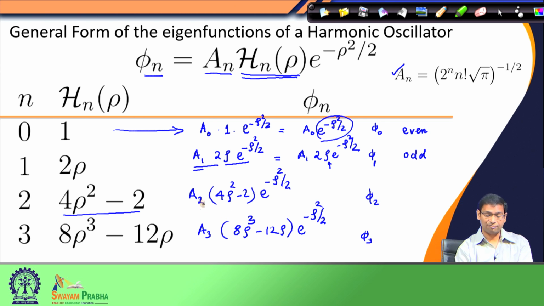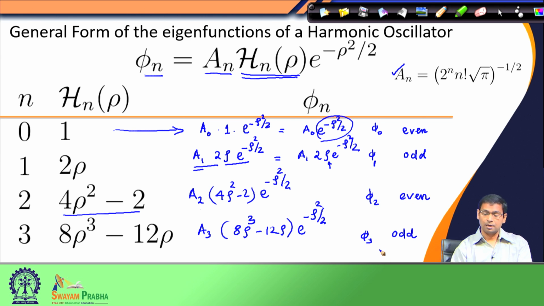You would see that phi 2 has 4 rho square minus 2, and this polynomial 4 rho square minus 2 is even. Therefore, phi 2 is an even function, and phi 3 you can see for yourself is again an odd function. So, the eigenfunctions of harmonic oscillators have opposite parity. The consecutive eigenfunctions have opposite parity. If phi 0 is even, phi 1 is odd, phi 2 is even, phi 3 is odd, and so on and so forth.